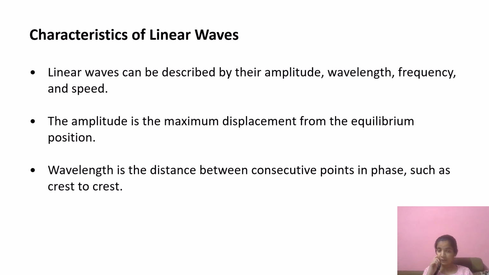Coming to the characteristics, linear waves can be described by their amplitude, wavelength, frequency, and speed. The amplitude is the maximum displacement from the equilibrium position. Wavelength is the distance between consecutive points in phase, such as crest to crest.